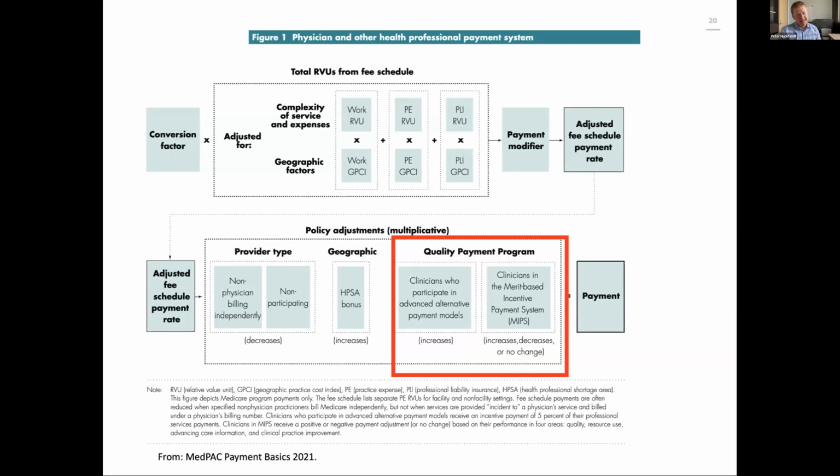This flow chart just shows the complicated process by which an individual clinician's payment rate is determined for a given service. So you see there's a base conversion factor, and then all these adjustments based on the work and practice expenses and liability insurance and the complexity of the service, and the provider type and the geographic wage index. And then at the end are these adjustments for participating in an advanced alternative payment model or participating in the pay-for-performance type program in the merit-based incentive payment system. So it's quite complicated, but this is the process by which you get to the payment you see in carrier claims.